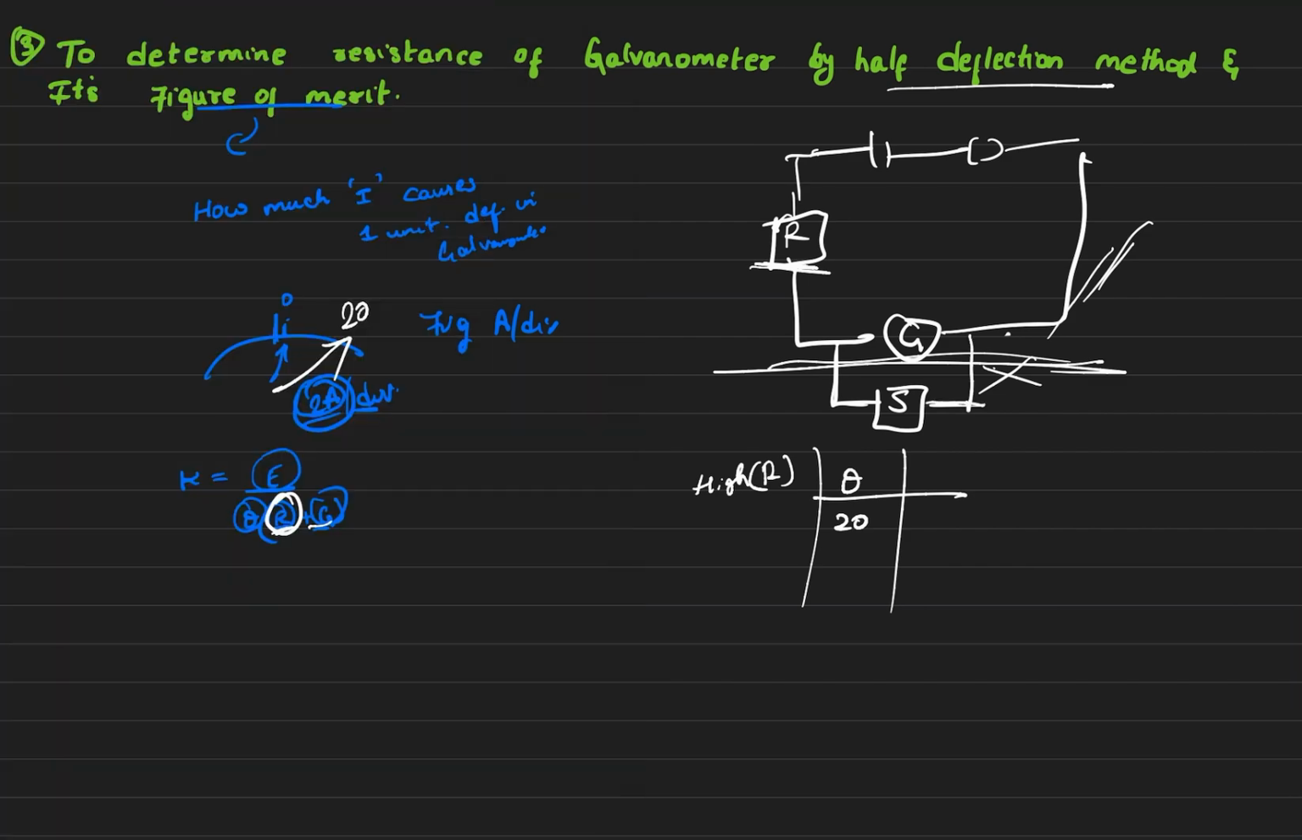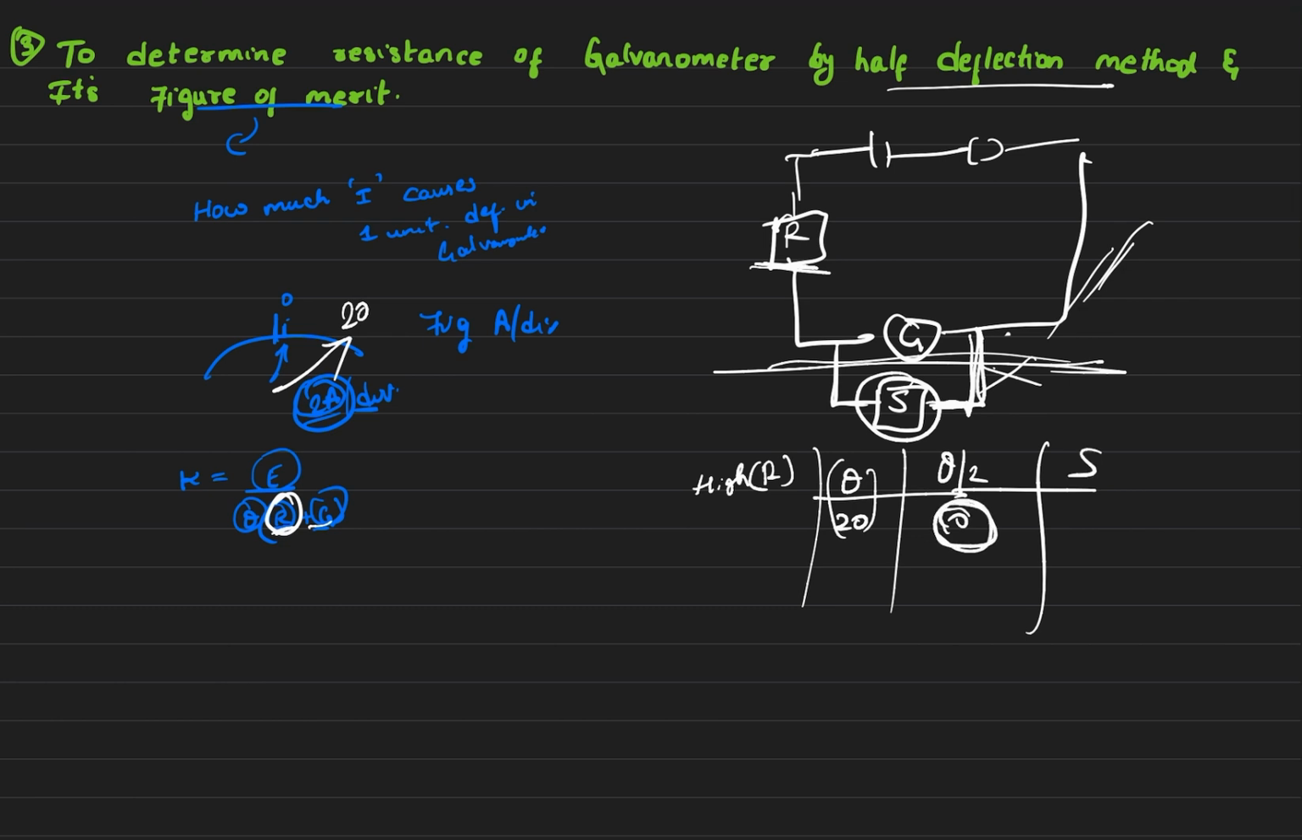Now I will make this connection. Then I'm going to adjust this S value. First I need to write half of theta. Half of theta will be how much? 10, because in the half deflection method I require half. So when will I get this 10 reading?